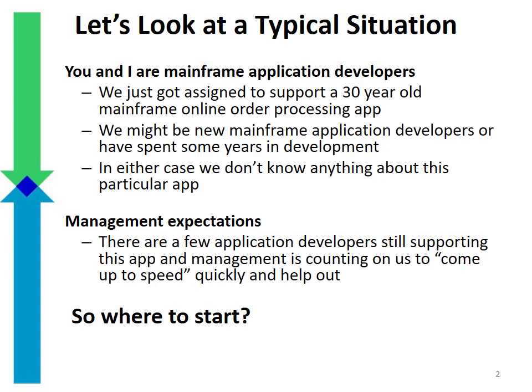Let's look at a typical situation. Let's assume that you and I are mainframe application developers who just got assigned to support a 30-year-old mainframe order processing app. We might be new mainframe application developers who have spent some years in development, but in either case, we don't know anything about this particular application. There are just a few application developers still supporting this app, but they will be retiring soon, and management is counting on us to come up to speed quickly. And there is already a change request in the queue to add a new function to the order entry process. So where to start?